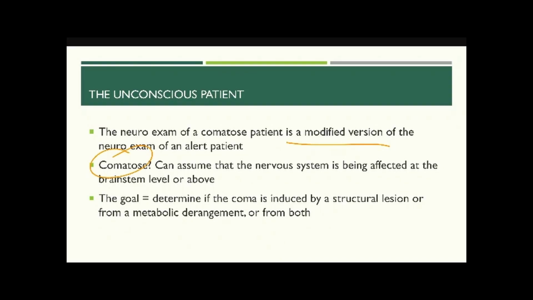So if they are comatose, obviously the problem is at brainstem level or above. Coma is always brainstem or the brain itself, not spinal cord issues. Peripheral nerves don't cause comas, brain and brainstem. The goal: is the coma due to a structural lesion or a metabolic derangement? Maybe they overdosed on drugs and now they're severely comatose. It's not a structural problem. They just wait for the drug to get out of their system and then they'll wake up again. So you've got to figure out, is this metabolic, is it structural, or is it both?